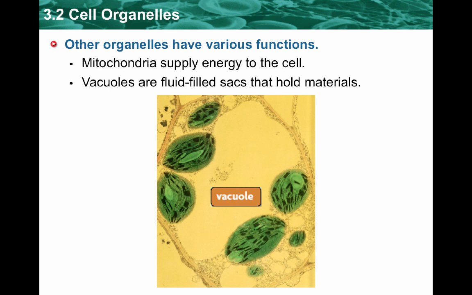Vacuoles are bigger than a vesicle, and they contain specific things. There are different types of vacuoles. There are lysosomes, there are chromoplasts, there are plastids, but the general name for them is vacuoles. They are fluid-filled structures that hold materials for the cell.